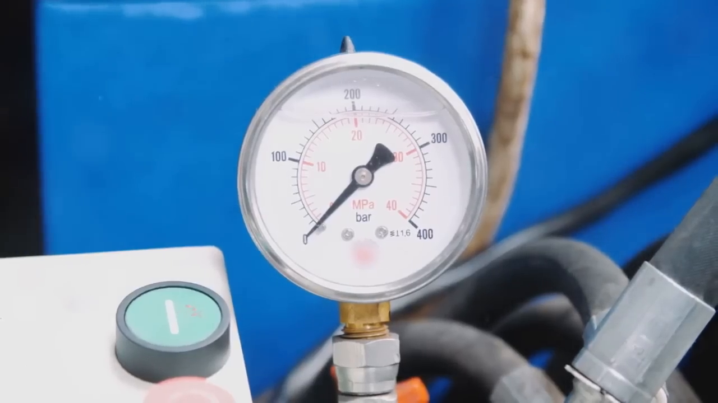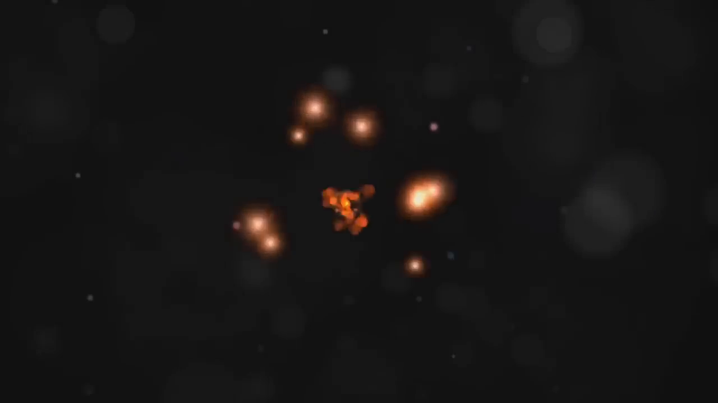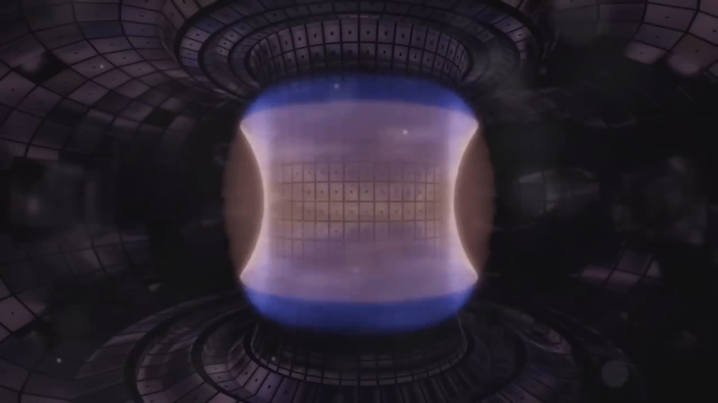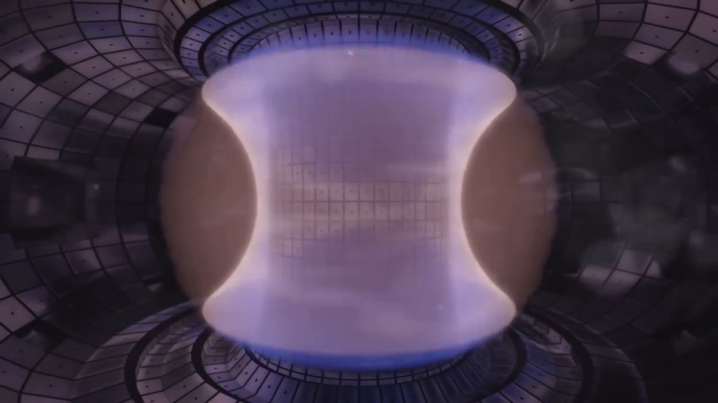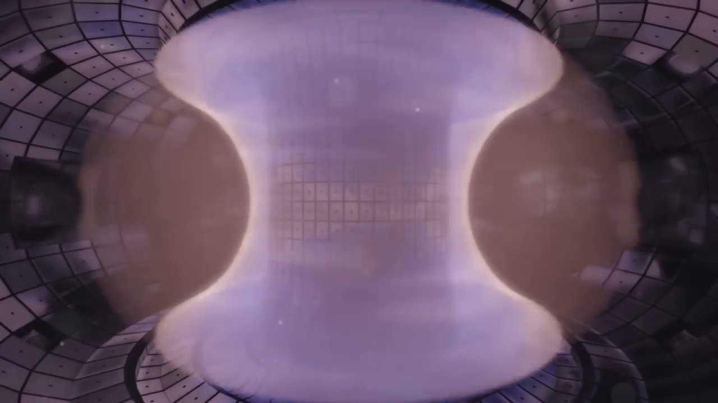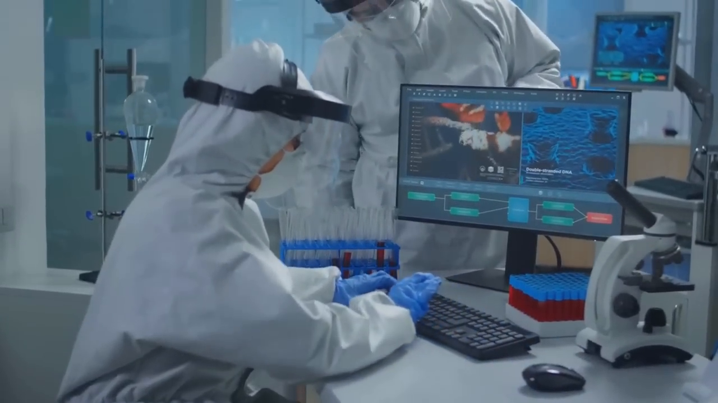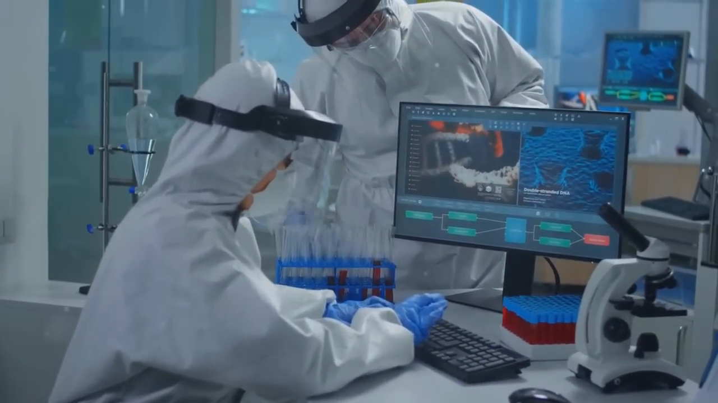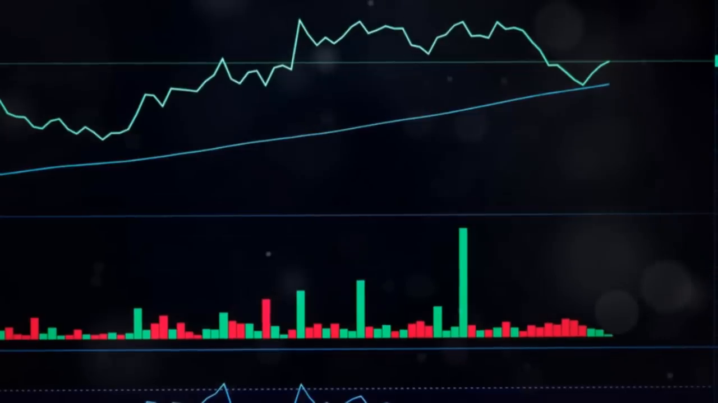Pressure is another important factor. High pressure within the cavity forces the hydrogen atoms closer together. This increases the probability of collisions and fusion reactions. Precise control over these environmental conditions is crucial for achieving sustained cold fusion.